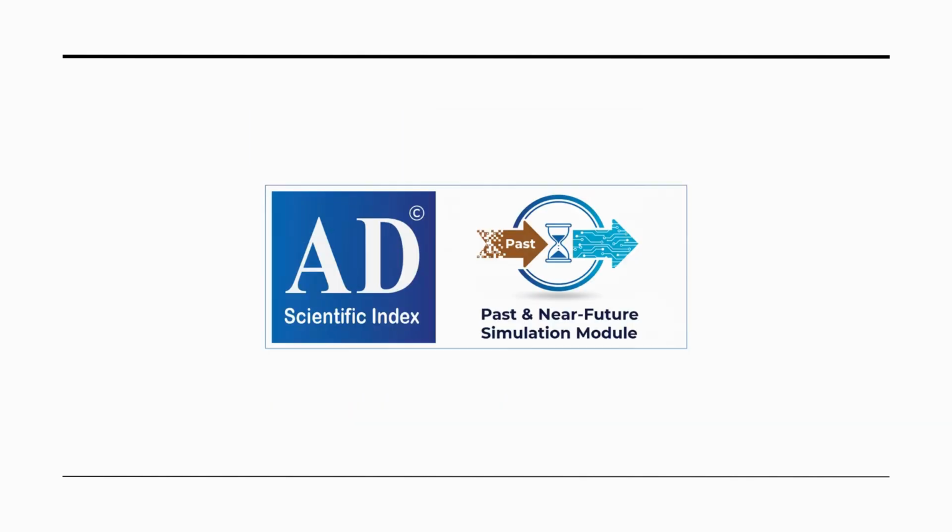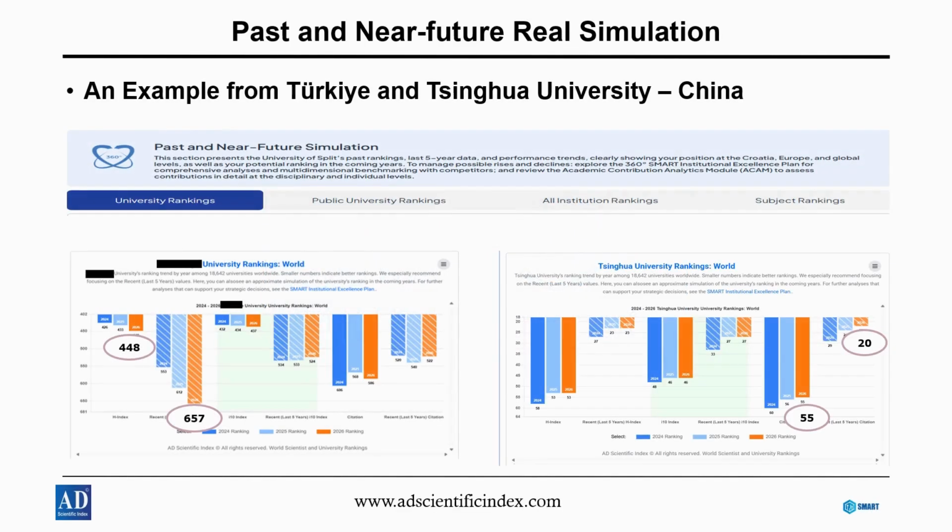Introducing the AD Scientific Index Past and Near Future Simulation module, a tool designed to analyze historical performance trends and project near-future academic outcomes. This module helps institutions anticipate progress, identify potential shifts, and plan strategically using data-driven simulation insights.